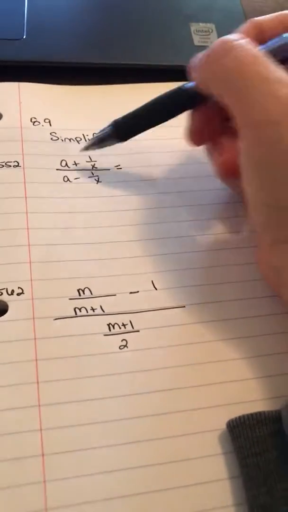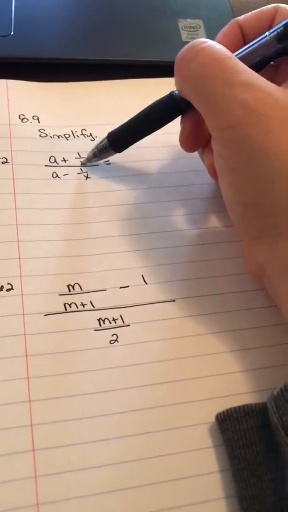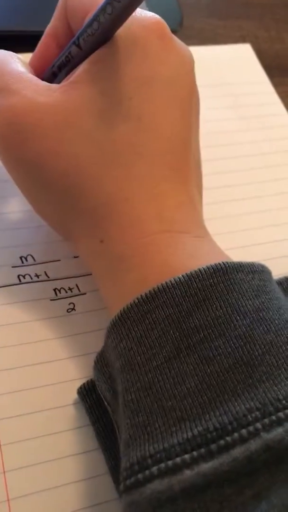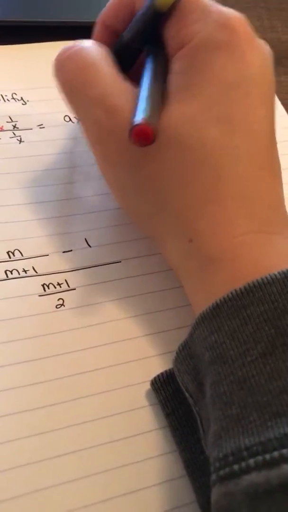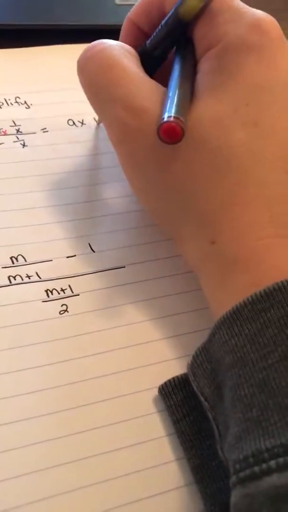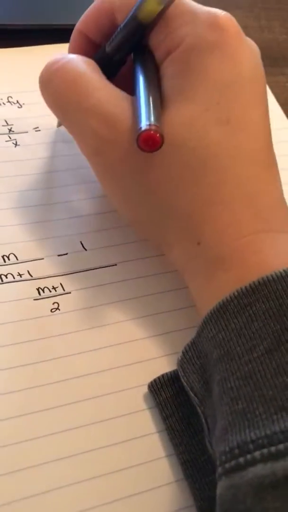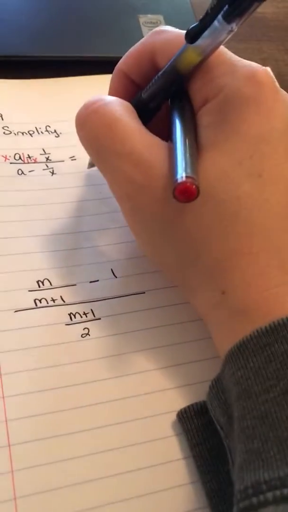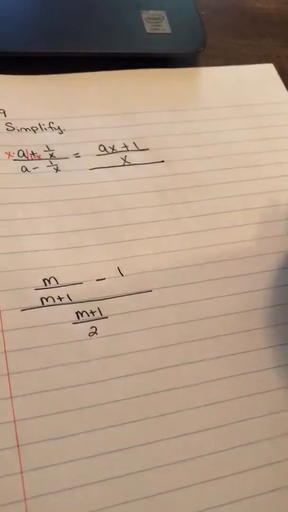So you go back to how we add and subtract. For this, our common denominator is x, so this is over 1. We're going to multiply this by x and this by x. So that's going to give us a times x plus 1, because this one already has the x, all divided by x. So we've just added this here, over, for our bottom.